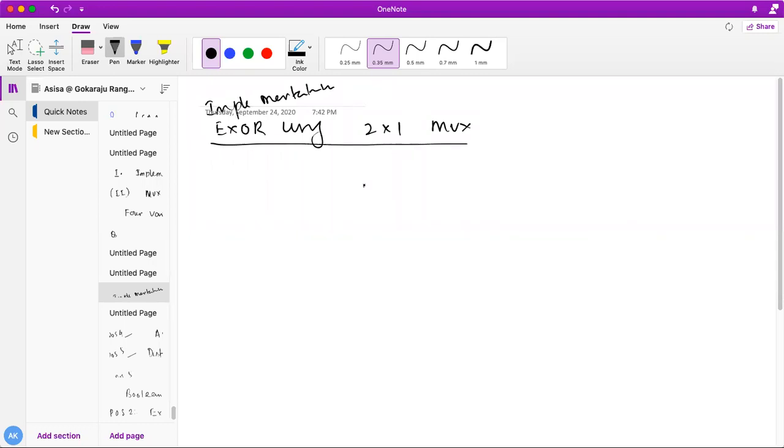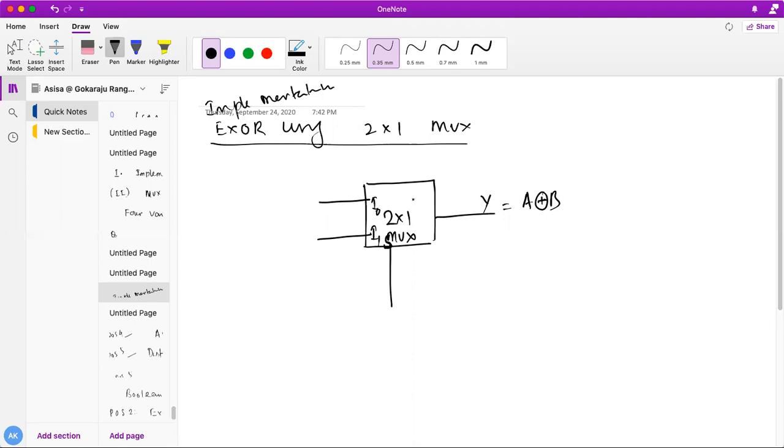First of all, I would have a 2x1 mux with me. A 2x1 mux means I have I0, I1 and S, so always write these down inside. This is my output, which I am expecting to be A XOR B. I have to implement the mux inside in such a way that this mux becomes useful as A XOR B, so that this 2x1 mux gives the output Y equal to A XOR B.